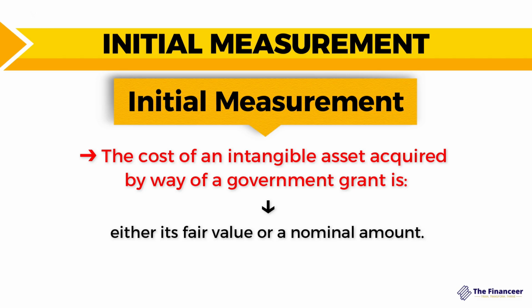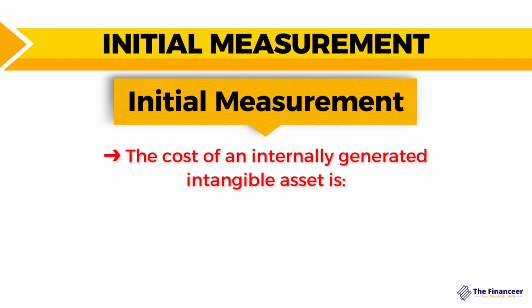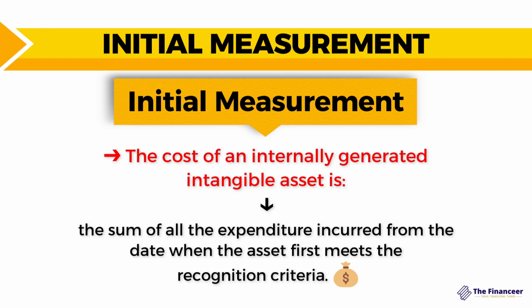And finally, if we develop this asset internally, the cost of an internally generated intangible asset is the sum of all the expenditures that we incur from the date when the asset first meets the recognition criteria up to the date that this asset is completed and is available and ready for use. So all costs that we spend on the development of this asset must be capitalized. And we are going to consider these types of internally generated assets in more detail in the next modules.